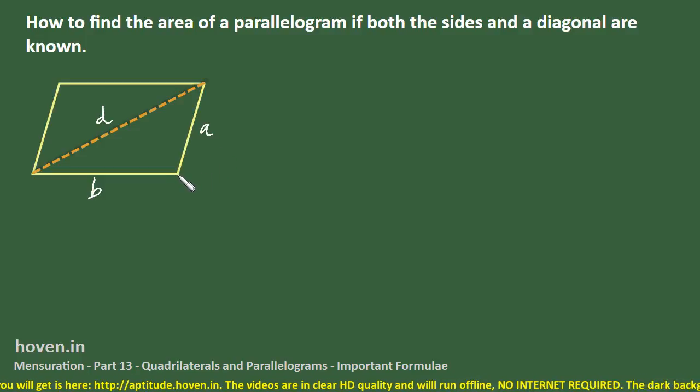But height is not known. So in this case, instead of the height, we are given the diagonal of this parallelogram. So we have to determine the area of this parallelogram. Let us label this parallelogram as A, B, C and D.